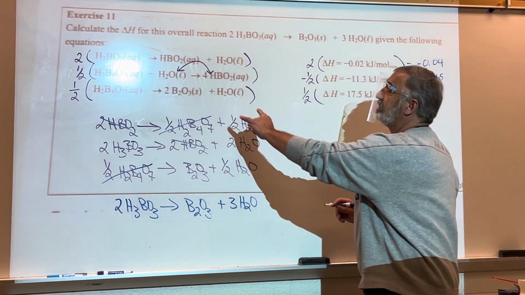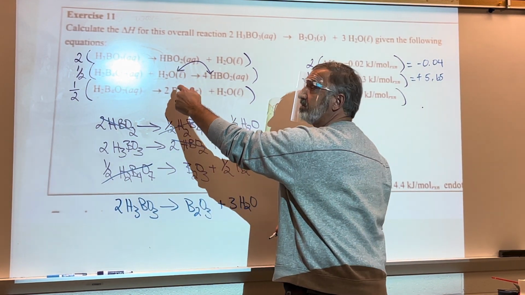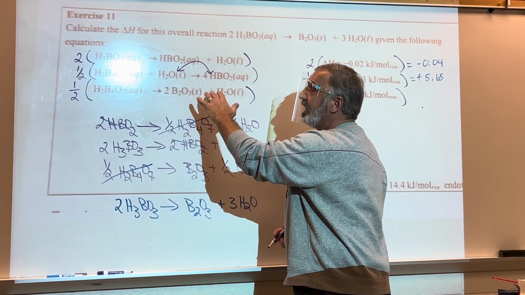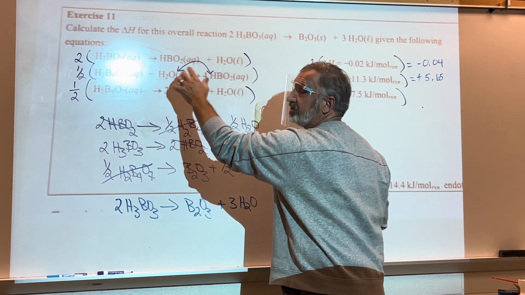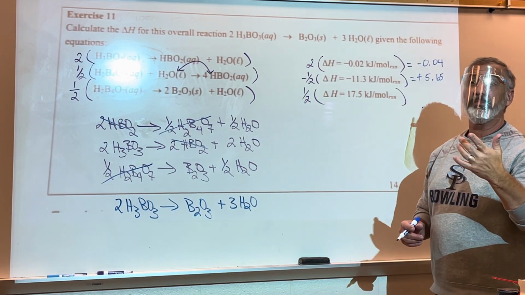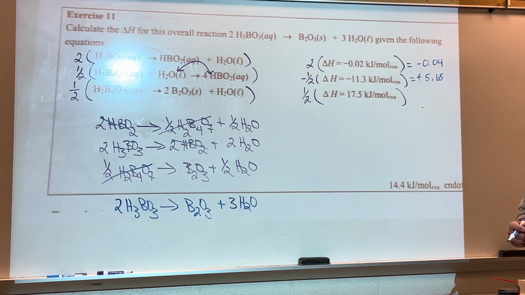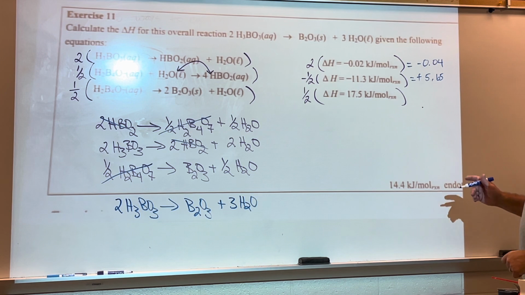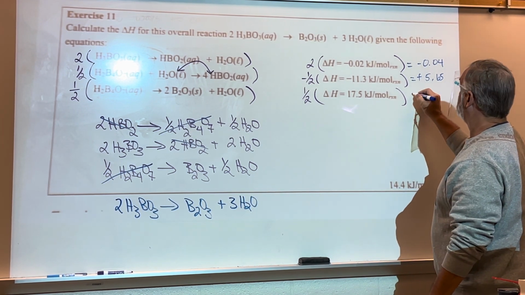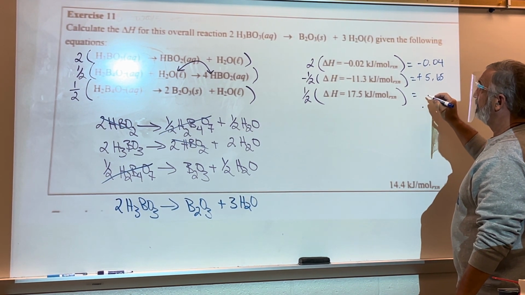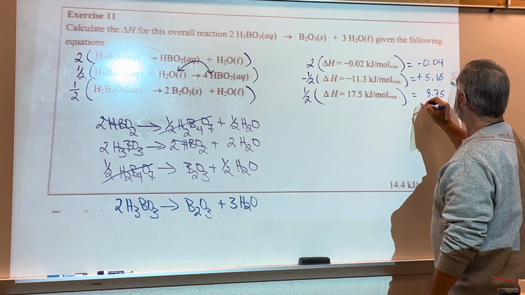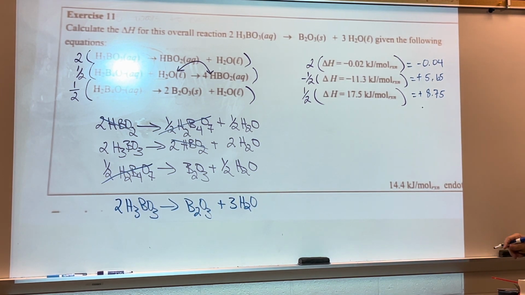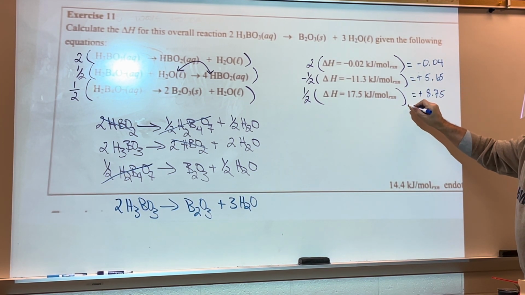Because we flipped the equation, we reversed the equation. So delta H is equal to products minus reactants. So when you switch it, the reactants become products and the products become reactants, and so you're just going to change the sign. Again, 3 minus 2 is 1, 2 minus 3 is -1. They're the same number, just opposite sign when you reverse it. And then half of this is going to equal 8.75, and that's going to be positive. And so we add all that together, and what do we get?